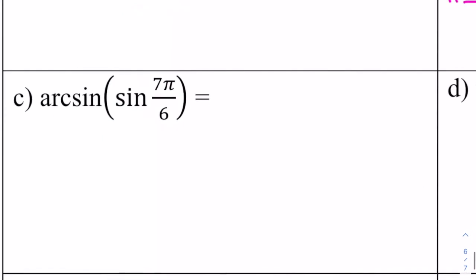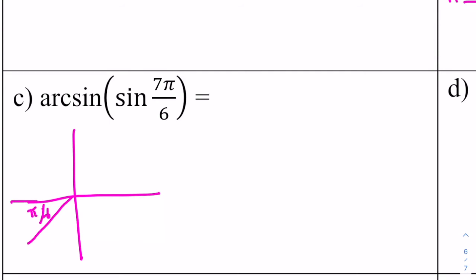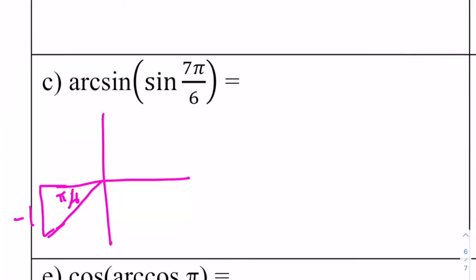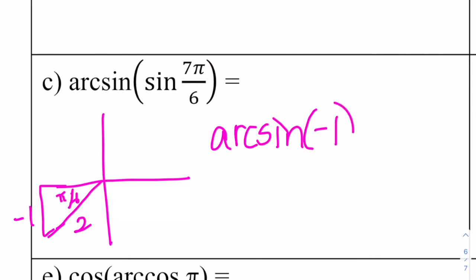Now let's look at sine of 7 pi over 6. 7 pi over 6 we could definitely find out. So that's going to be in the third quadrant, with a reference angle of pi over 6. And if I sketch it out, not a great sketch, but the sine value would be -1/2. So this simplifies into arc sine of -1/2.